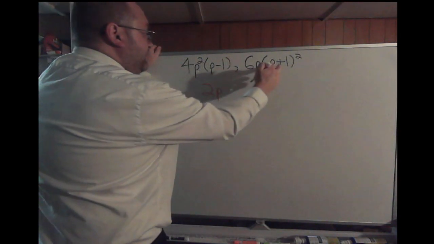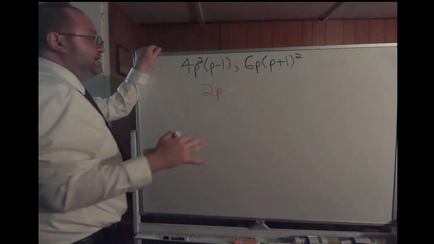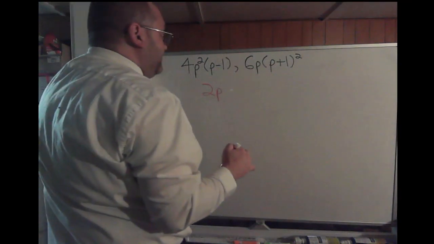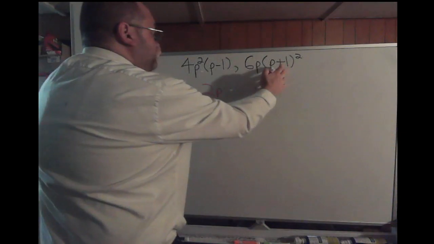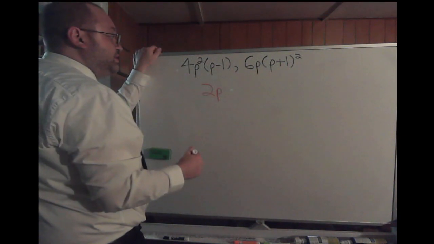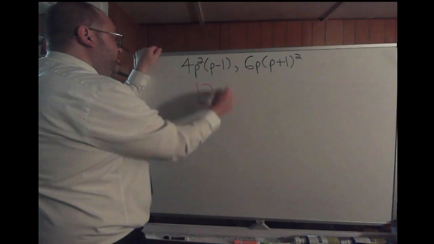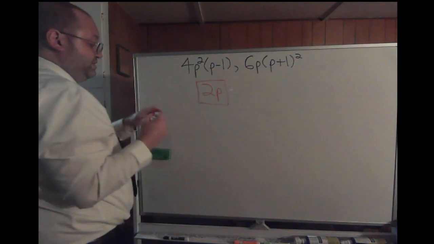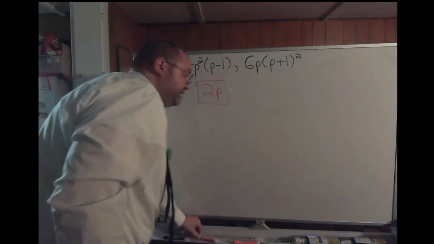Do you see a p minus 1 in the second term? You do not, so there's no greatest common factor for that. The second term has a p plus 1 squared. Do we see a p plus 1 in the first term? We don't. So therefore, all you're going to get for your greatest common factor is 2p. That's all you would get, 2p.